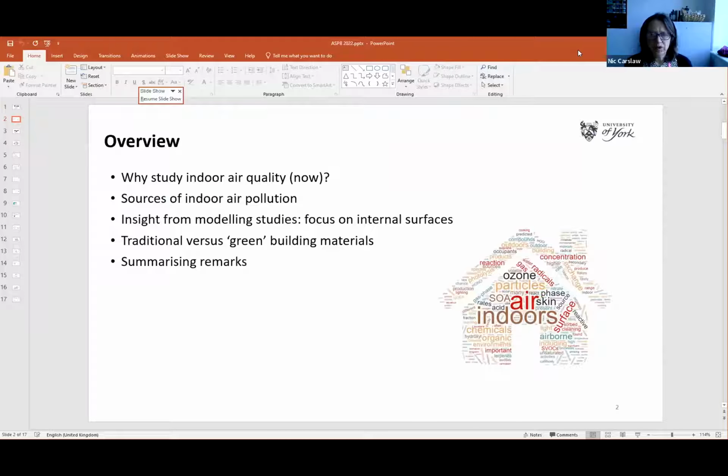So just a brief overview of what I'm going to talk about. I'll talk very briefly about why I think indoor air quality is important to study generally, not just with building materials, some of the sources of indoor air pollution, and then start to focus on some of the modelling studies that we've been doing at York, focusing on internal surfaces. And then at the end, I'll just briefly mention green building materials versus more traditional building materials, and this should link really nicely into Avtar's talk, hopefully, and then just finish up with some summarising remarks.